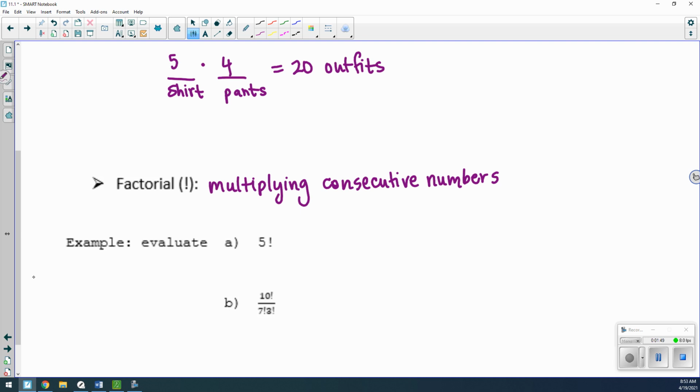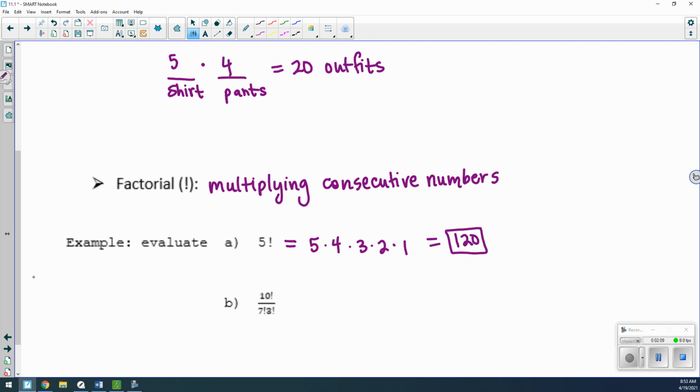So for example, if we wanted to evaluate 5 factorial, 5 factorial means 5, and then multiplied by all of the numbers before it, 5 times 4 times 3 times 2 times 1. So I can do this mentally. 5 times 4 is 20, 20 times 3 is 60, 60 times 2 would be 120.